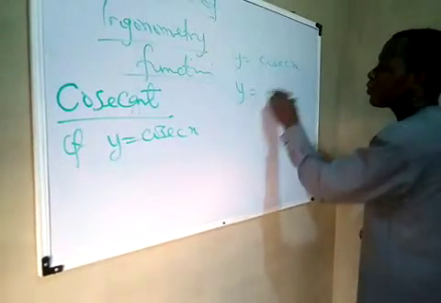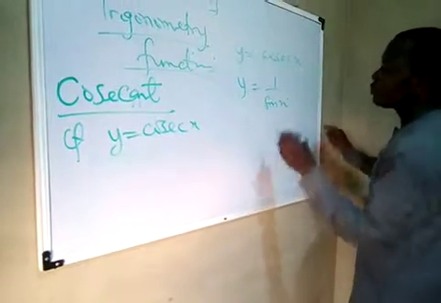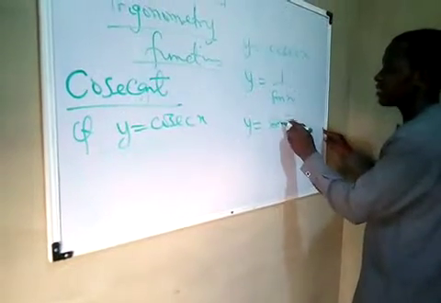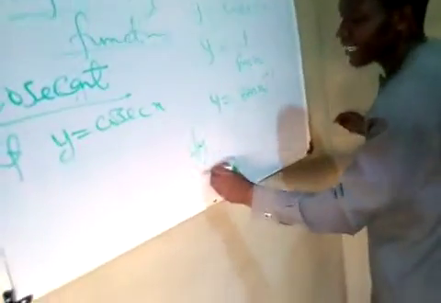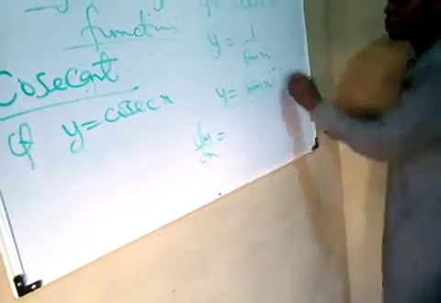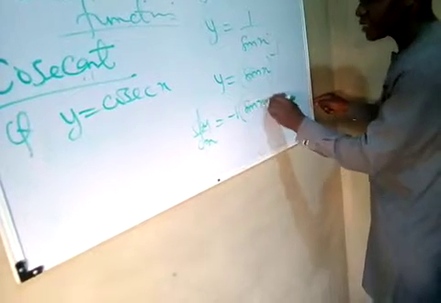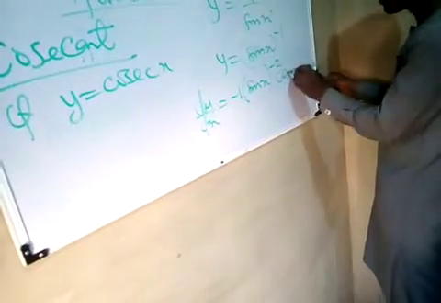So that means y equals 1 over sin x. Using the quotient rule, we have y equals cosec x, which is sin x inverse. So dy/dx equals what? We first differentiate: minus 1 times sin x raised to the power of minus 2. Now differentiate the bracket, you have cos x.